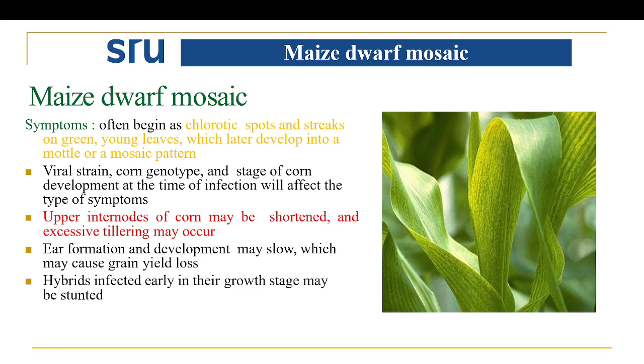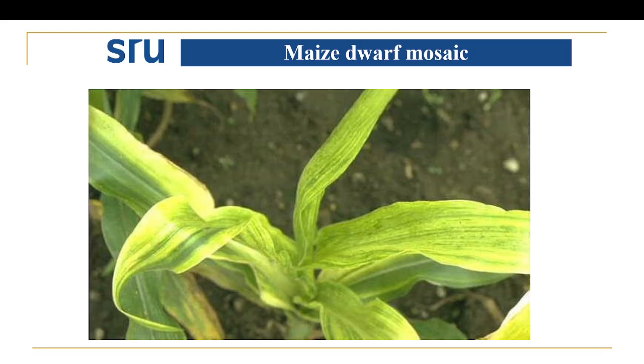Ear formation or development may be very slow, which may cause grain yield loss. Hybrids infected early in their growth stage may be stunted. We can also see the formation of chlorotic patches with a mosaic pattern on the infected leaves. So the plant looks completely stunted in growth, and sometimes there is no reproductive growth. All these are the important symptoms of maize dwarf mosaic. You can see the stunted growth of the plant along with the chlorotic patches and the mosaic pattern.